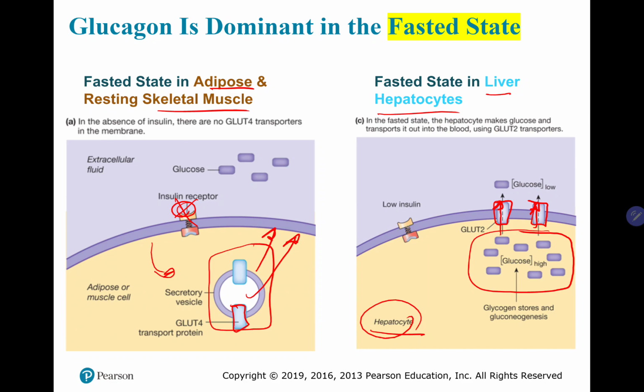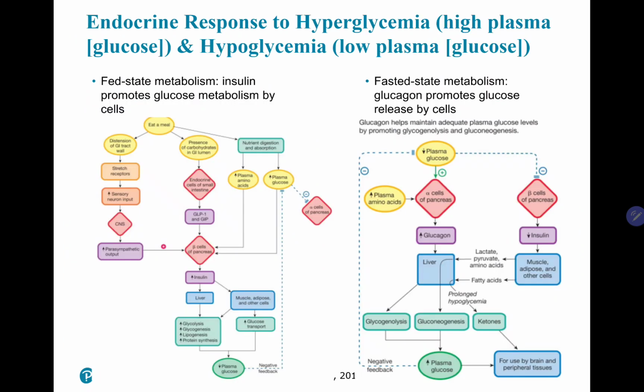But again, it's not responding to that insulin, because the cell membrane already has these GLUT transporters, and these are facilitated diffusers where the glucose will just run down its concentration gradient. Okay, this is just the endocrine response to hyperglycemia and hypoglycemia.